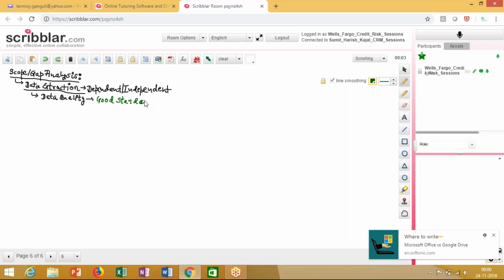Good standard. And the standard that we generally tend to achieve for model development is that of a gold standard. So the question that comes out over here is, what do I mean by gold standard data? By gold standard, what we mean is data which does not have any missing observations.